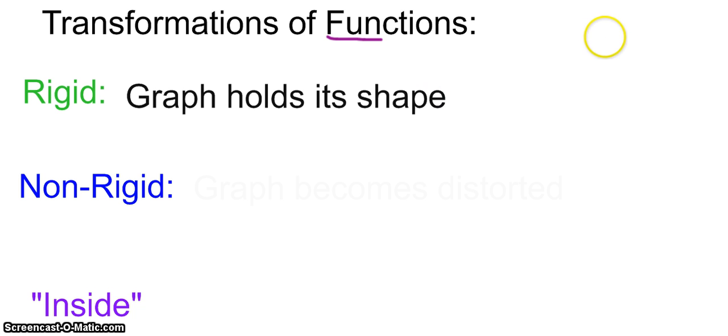The first is rigid transformations, and those are where the graph holds its shape. So within rigid transformations you can talk about shifting, and you can also talk about reflecting. Those are the two we're going to focus on today.